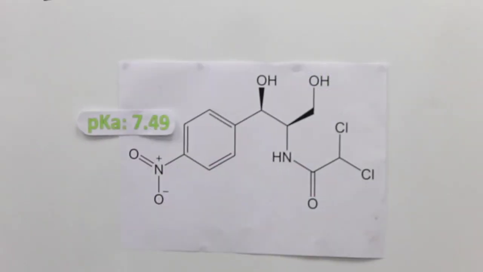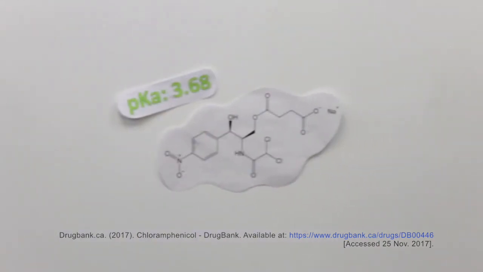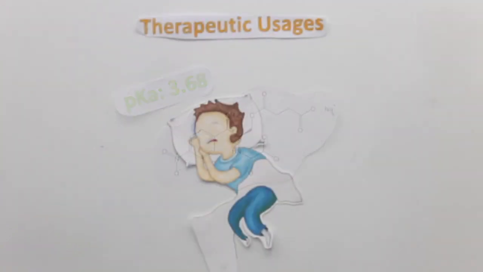As you can tell by these properties, chloramphenicol fits Lipinski's rule of 5. It means that it's perfectly fine to be administered orally. However, it can't be infused because it has a pKa of around 7.49. By converting the alcohol group closest to the amide into an ester with a carboxylic acid, chloramphenicol succinate is made. The pKa becomes 3.68, so the solubility is greatly increased.